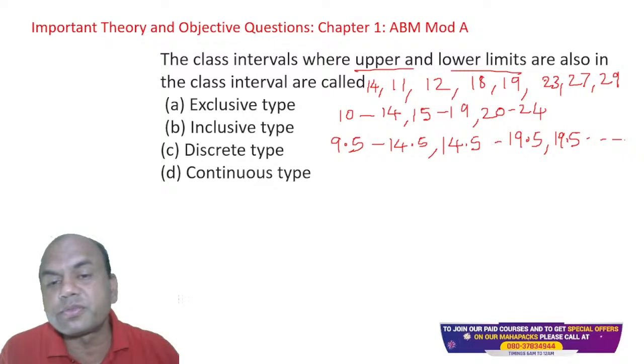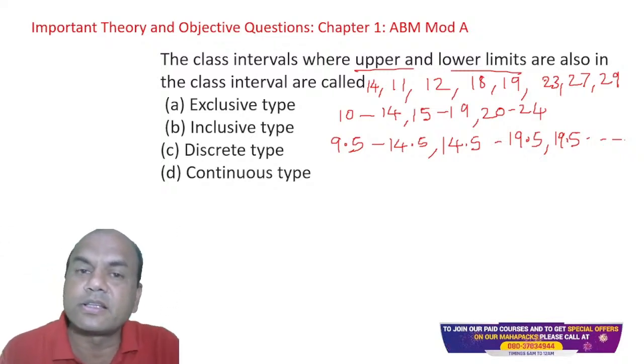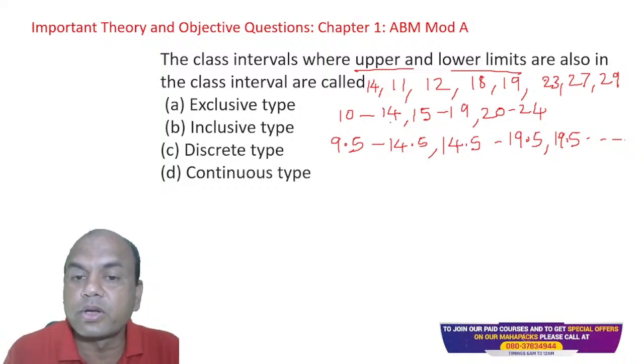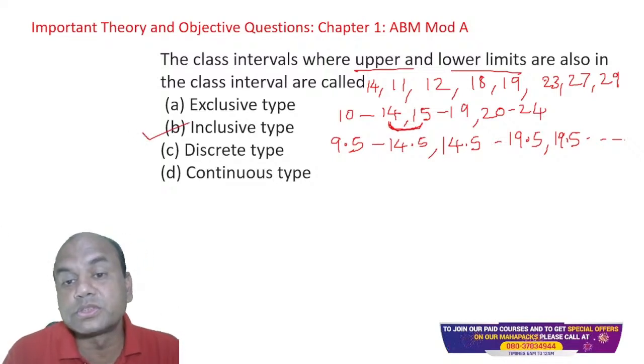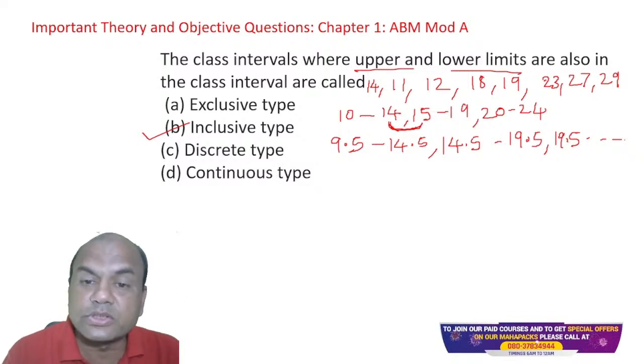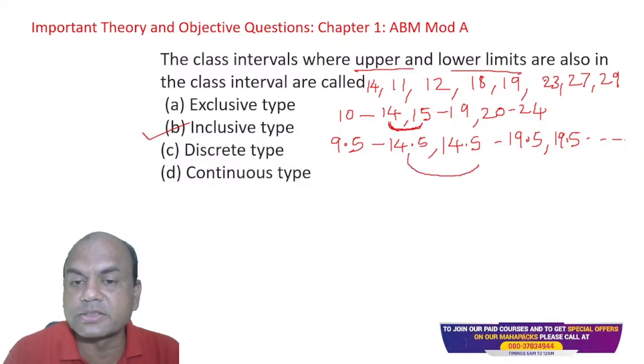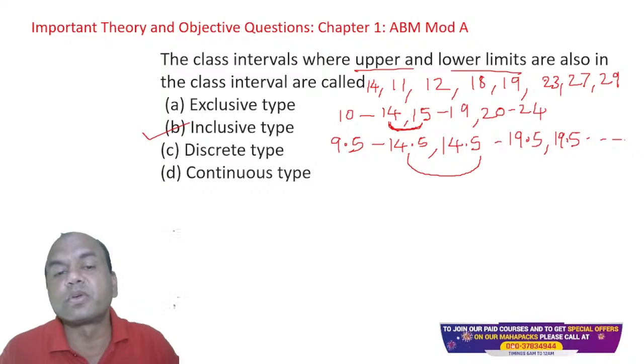In inclusive type, the lower limit of the next class and the upper limit of the first class are different. 14 and 15, they are different. So this is known as inclusive type. And in exclusive type, both are the same. Look at this. Both are the same over here.